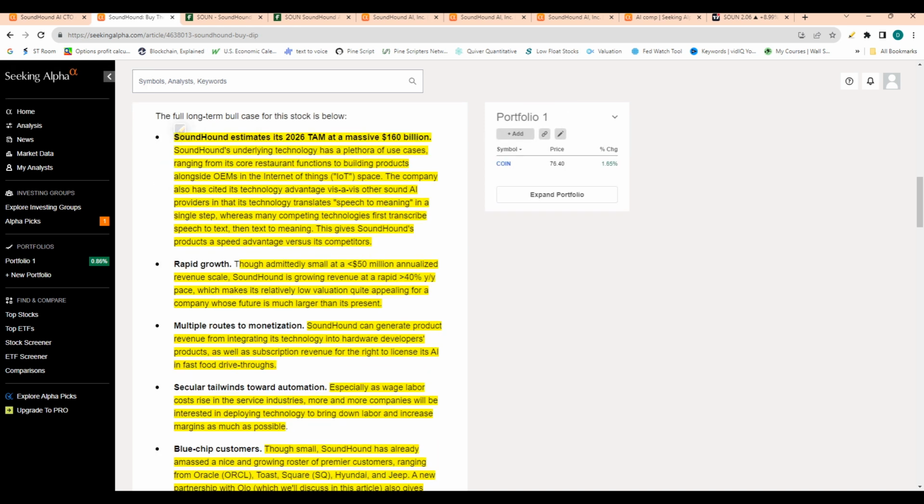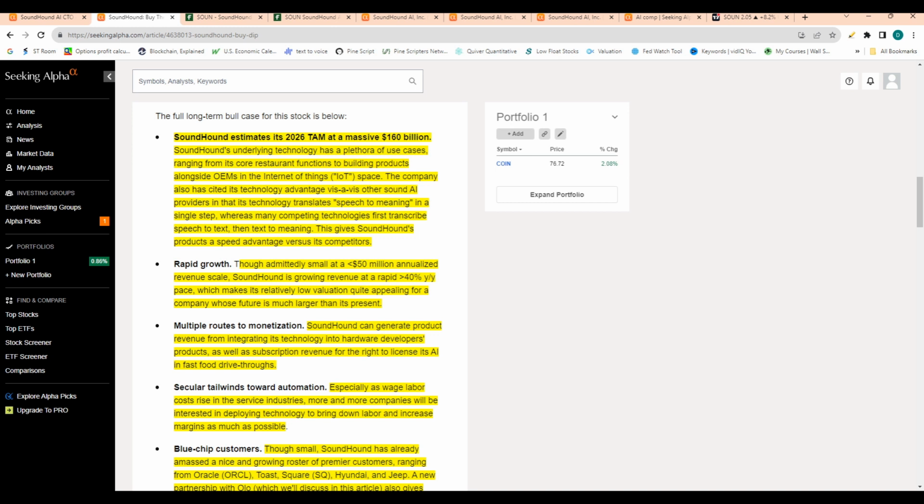So first off, SoundHound estimates its 2026 TAM at a massive $160 billion. SoundHound's underlying technology has a plethora of use cases ranging from its core restaurant functions to building products alongside OEMs in the Internet of Things space. The company also has cited its technology advantage vis-a-vis other sound AI providers in that its technology translates speech to meaning in a single step, whereas many competing technologies first transcribe speech to text and then text to meaning. That gives SoundHound AI products a speed advantage versus its competitors.